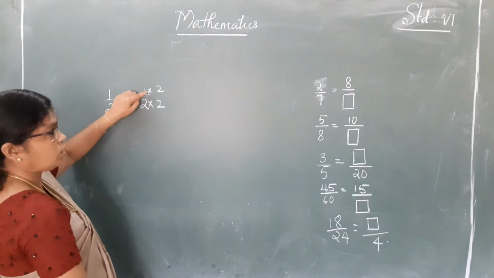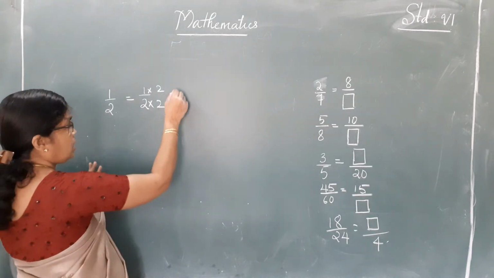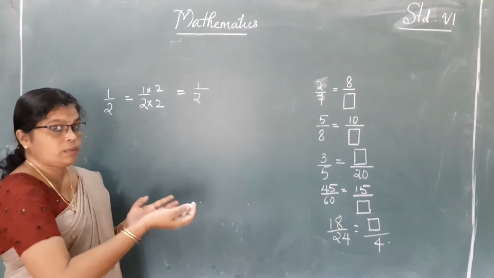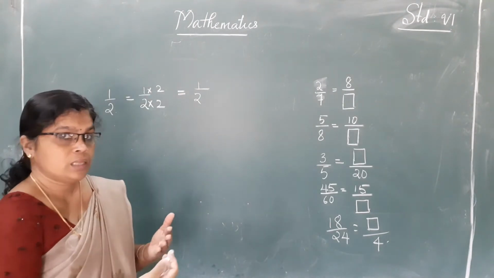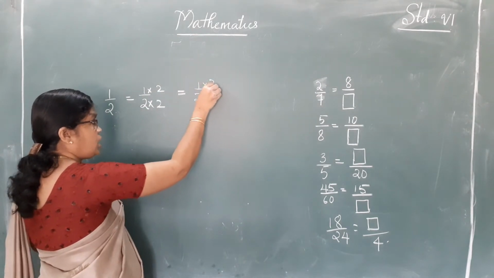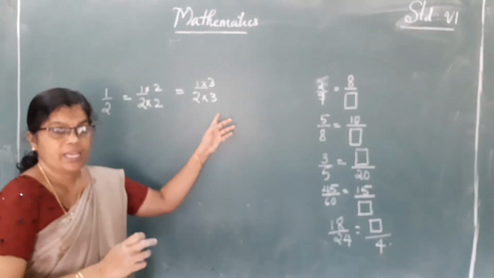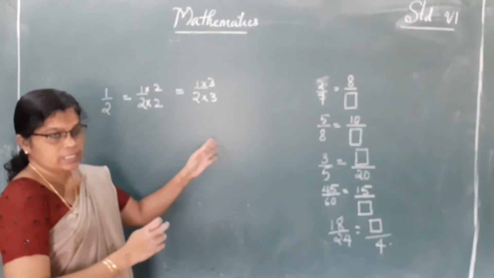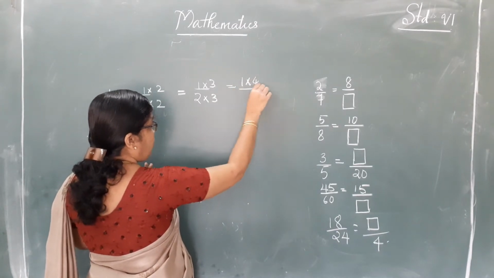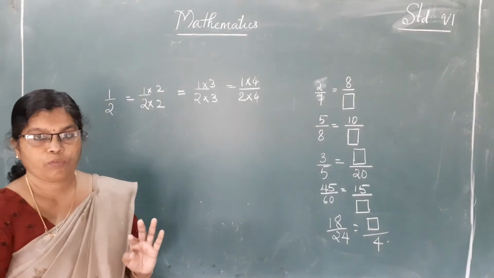Then what we get? 1 into 2 is 2, 2 into 2 is 4. So 2 by 4. Isn't it? So the next equivalent fraction is 1 by 2 into, again we can multiply the numerator and denominator by the same number. Here we multiplied by 2, here we can multiply by 3 into 3. See, 1 into 3 is 3, 2 into 3 is 6, 3 by 6. Again we can multiply, so 1 into 4 divided by 2 into 4. 1 into 4 is 4, 2 into 4 is 8.